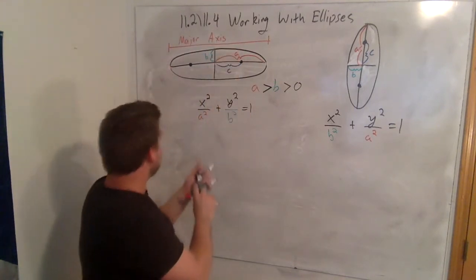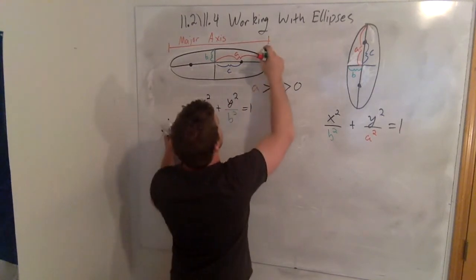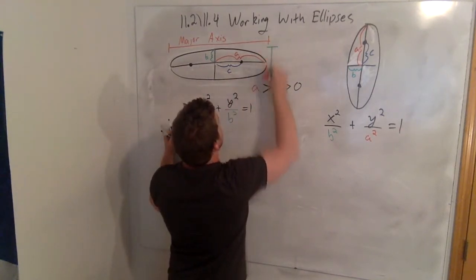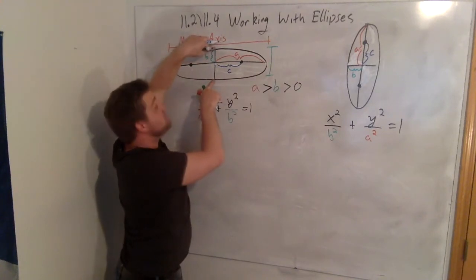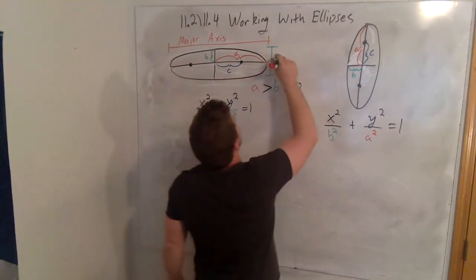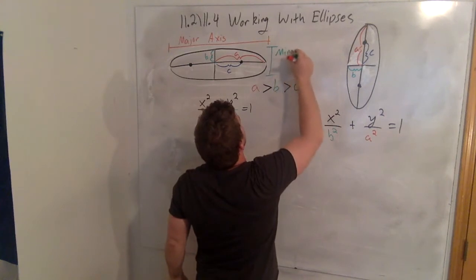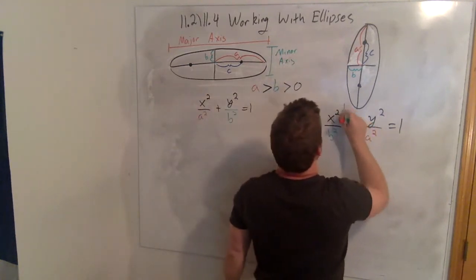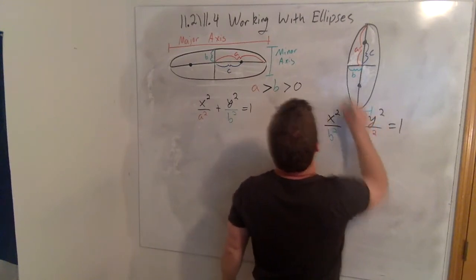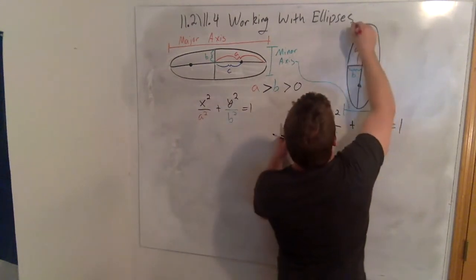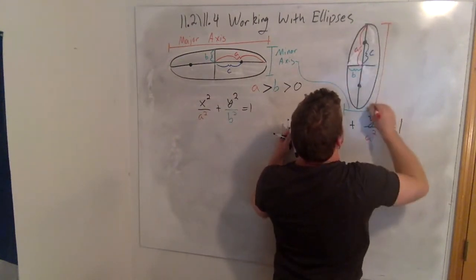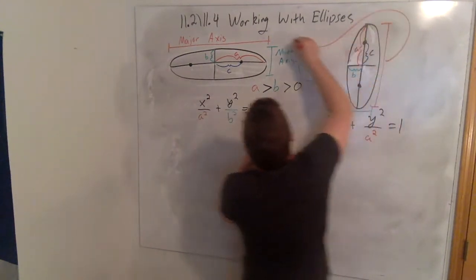Okay, and the line segment that contains this shorter diameter, this is what we call the minor axis. And that'll be the same over here. This will be the minor axis. And from here to here, this will be the major axis.